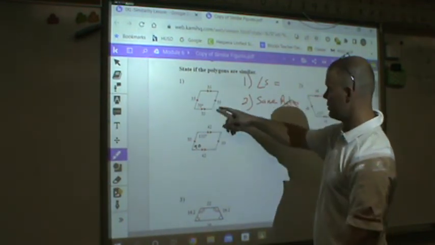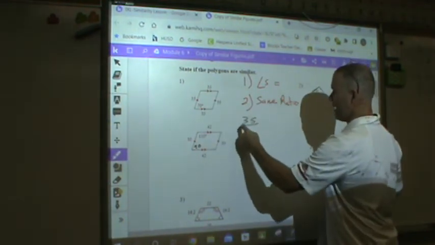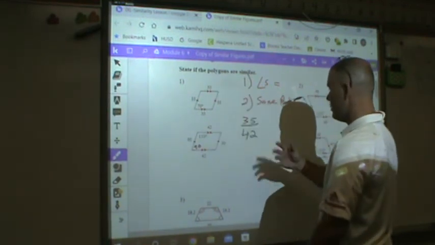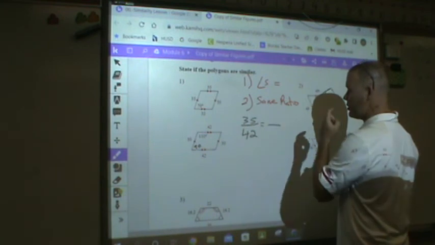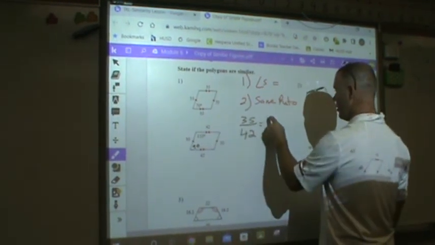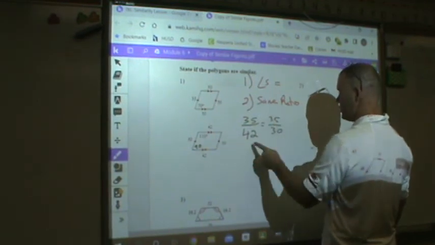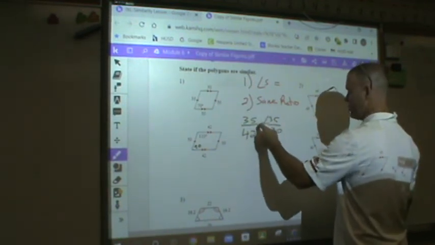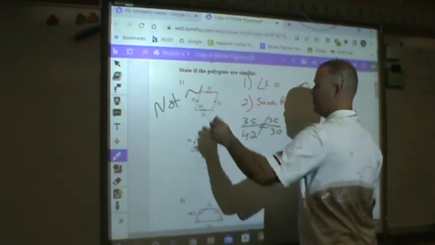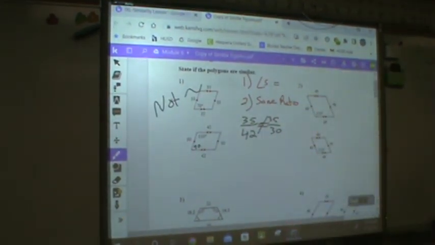35 over 42. So that's the top over the top, 35 over 42. Or probably 42 over 35, but either way we make this ratio, it should be consistent. 35 over 42, 35 over 30. Are these ratios the same? These ratios are not equal, so the figures are not similar. And then we move on to the next one.